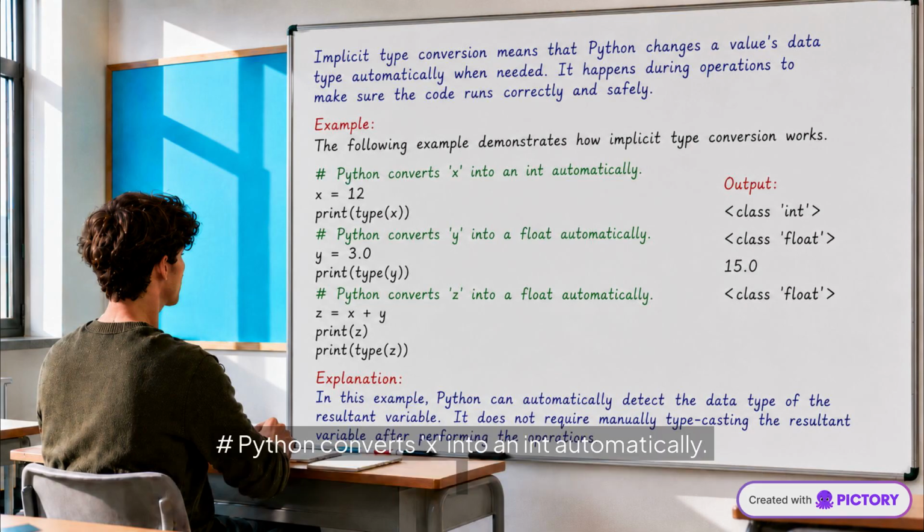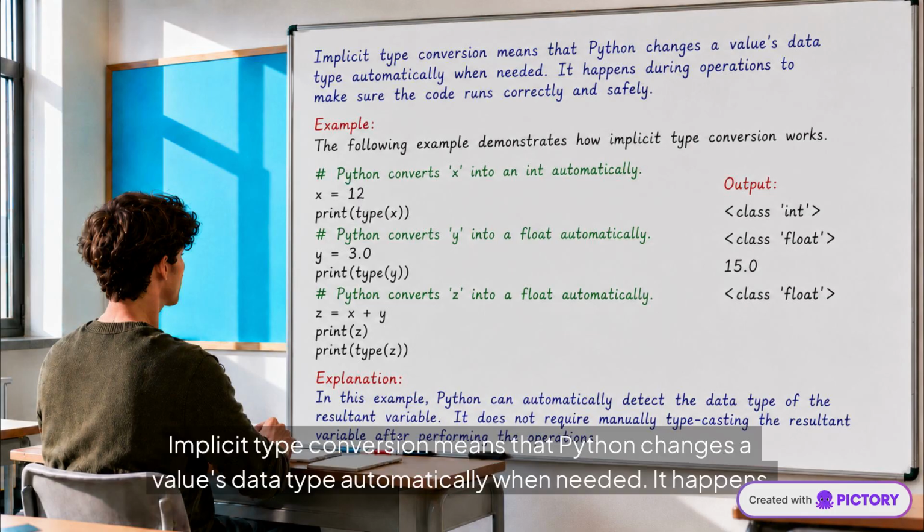# Python converts x into an int automatically. x = 12, print(type(x)). # Python converts y into a float automatically. y = 3.0, print(type(y)). # Python converts z into a float automatically. z = x + y, print(z), print(type(z)).